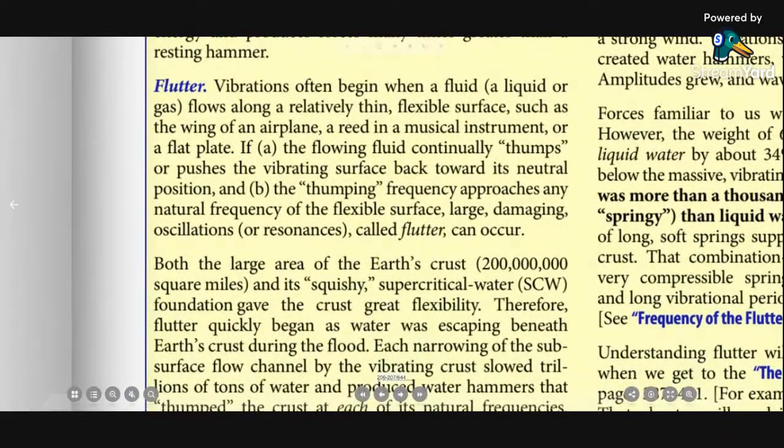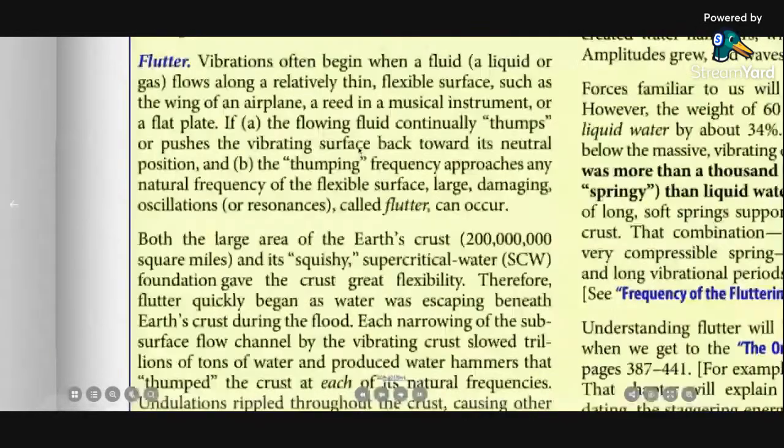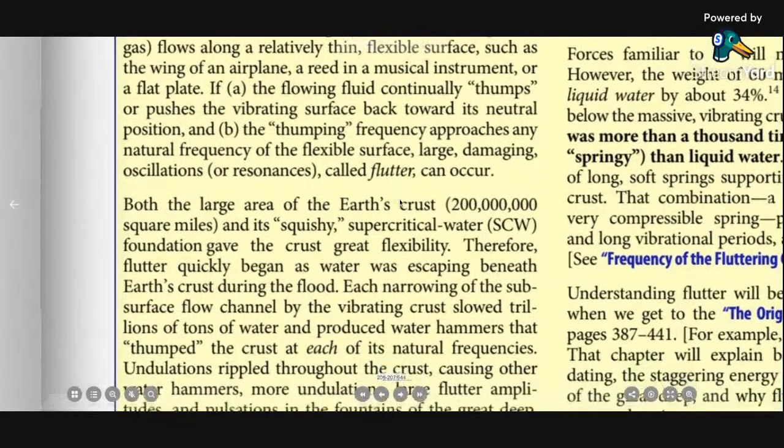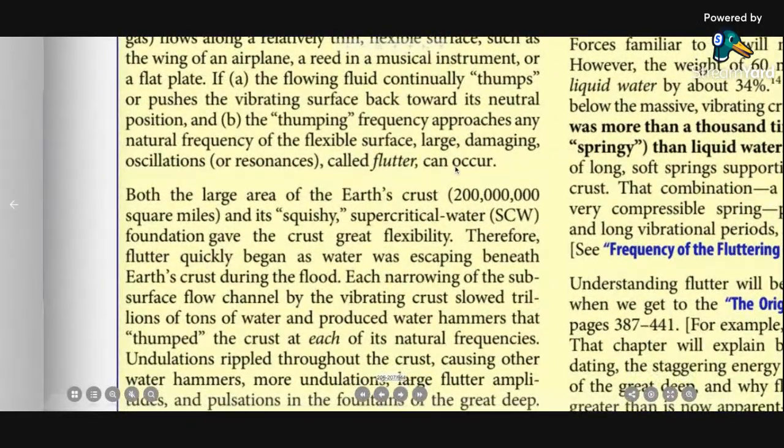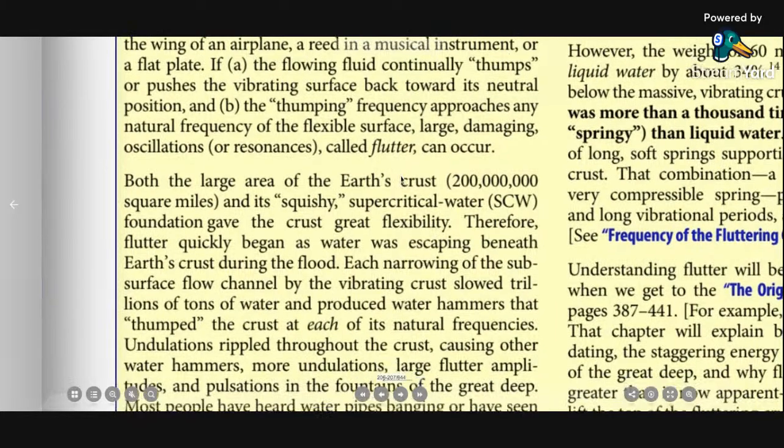Flutter. Vibrations often begin when a fluid, liquid or gas, flows along a relatively thin, flexible surface, such as the wing of an airplane, a reed in a musical instrument, or a flat plate. If A, the flowing liquid continually thumps or pushes the vibrating surface back down toward its neutral position, and B, the thumping frequency approaches any natural frequency of the flexible surface, large damaging oscillations or resonances called flutter can occur.